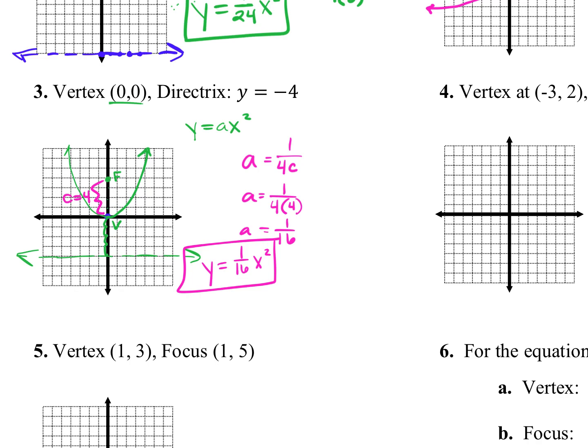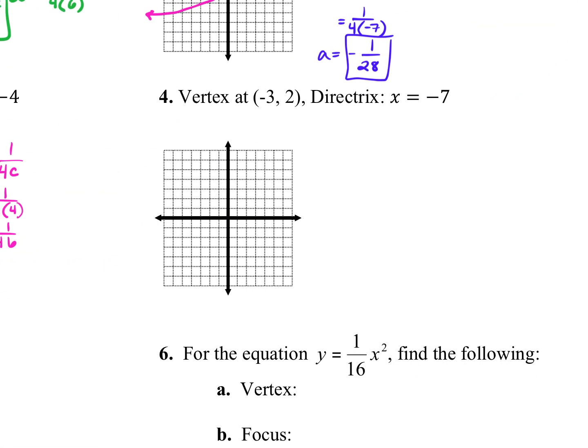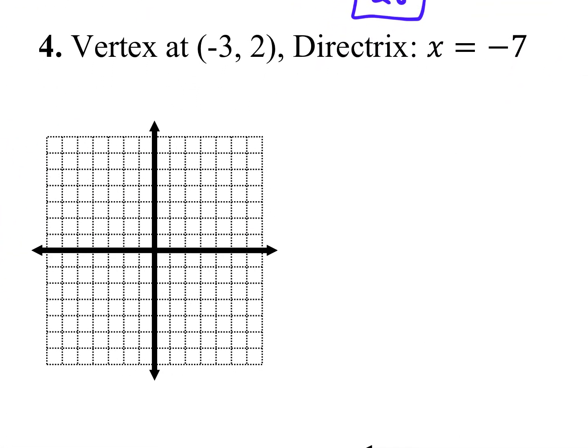Our vertex has moved to -3, 2. Remember, your vertex is your h, k. So -3, +2 puts my vertex there. What is the line x equals -7? It's vertical. Okay, so vertical at -7 is over here.